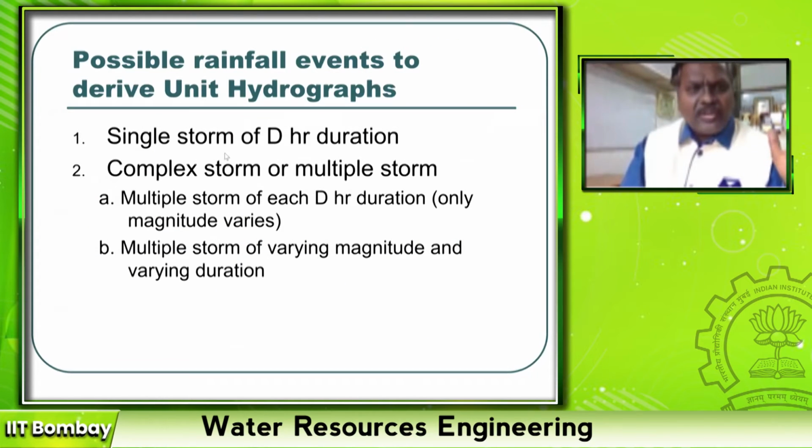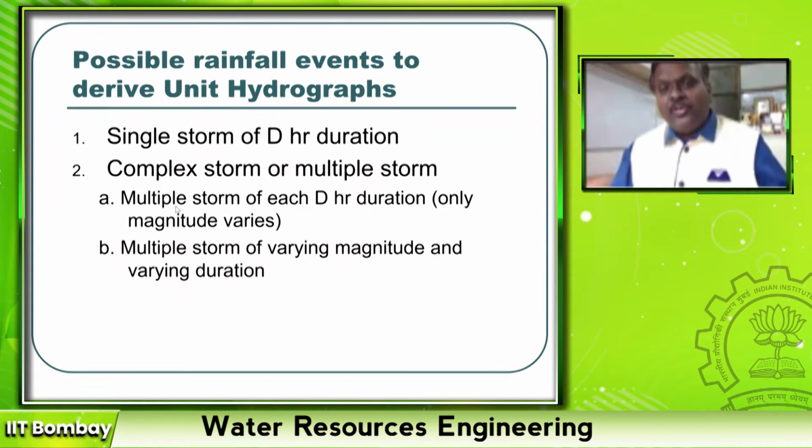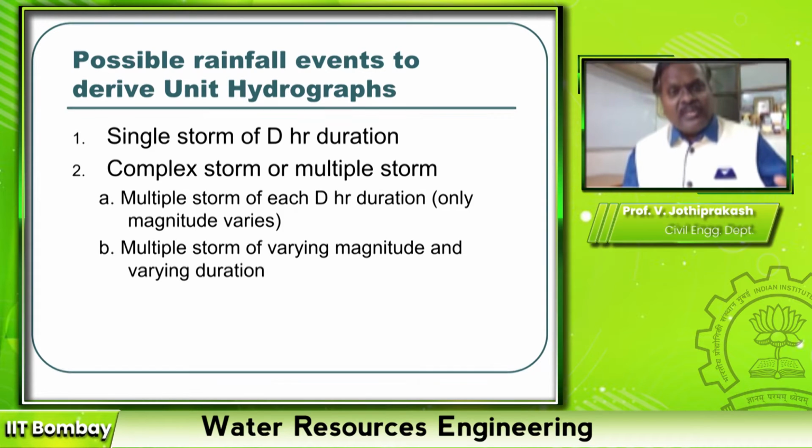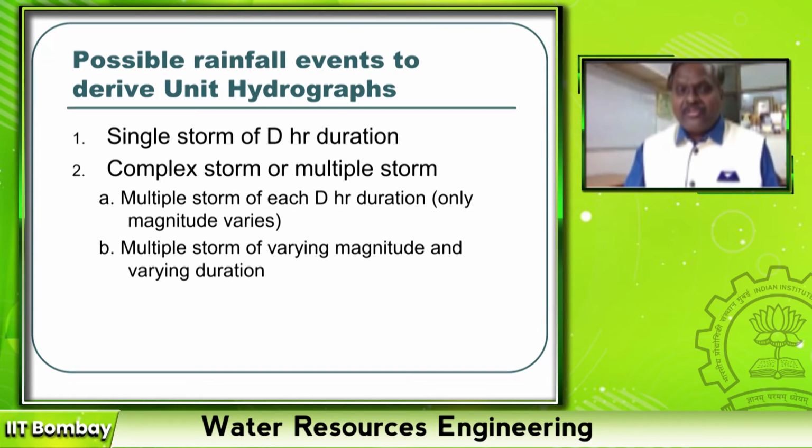First one is a simple storm. In the second storm, only the depth is different but the duration is the same. The last method is very complicated: the depth is different and the duration is also different. That means 5 centimeters in 6 hours, 4 centimeters in 3 hours. Then I cannot apply the principle of superposition.